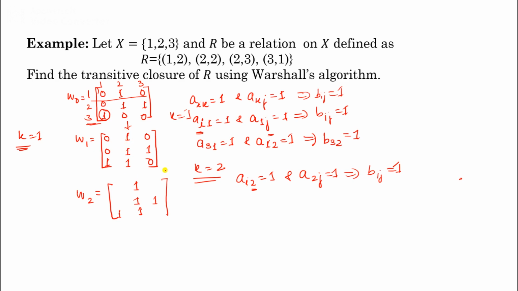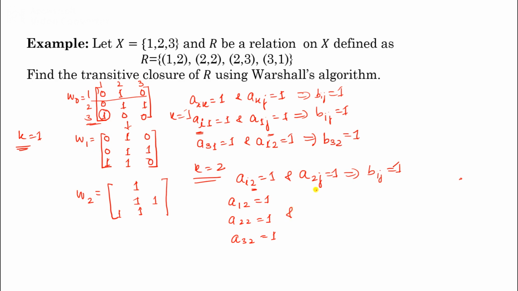So for i we have values 1, 2, 3. So we can write A12 equal to 1, A22 equal to 1, A32 equal to 1. So we have three values for i: 1, 2 and 3.